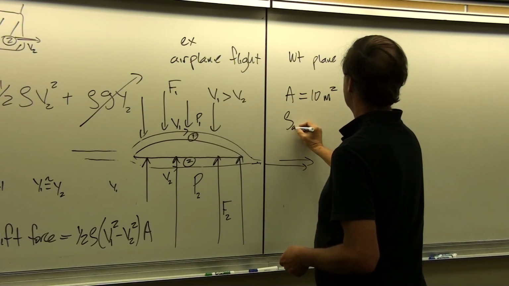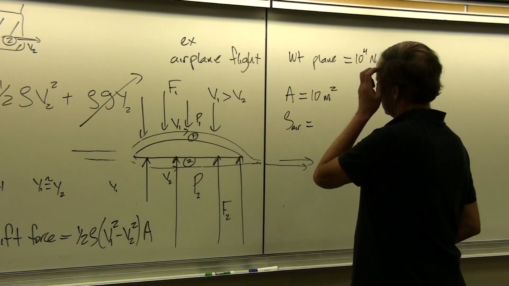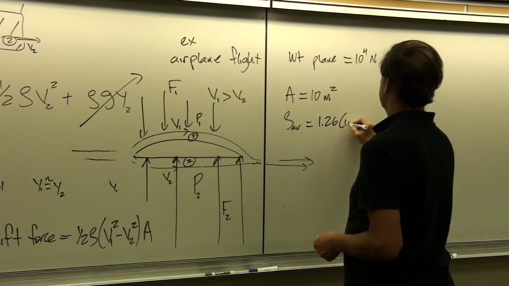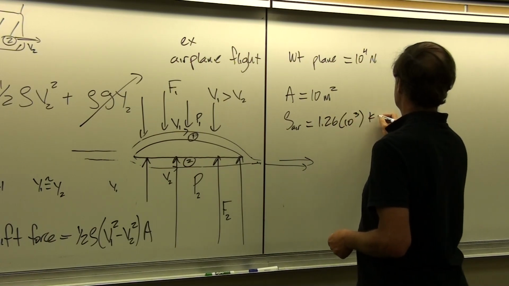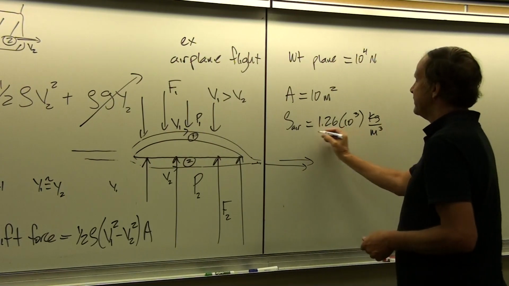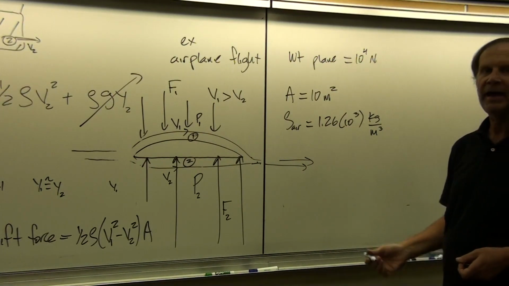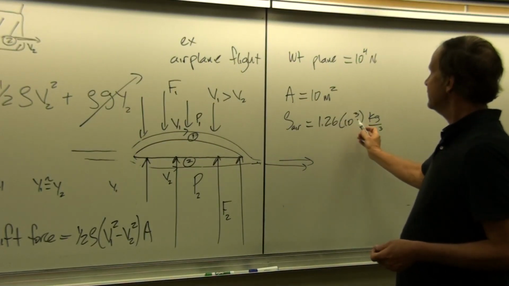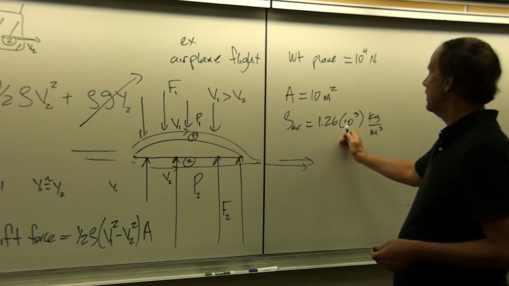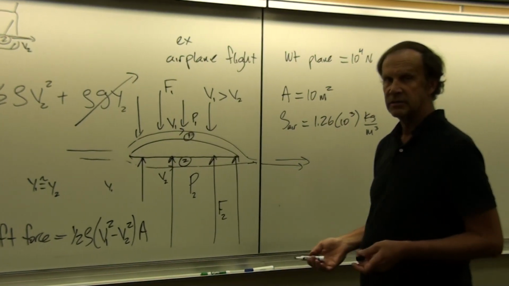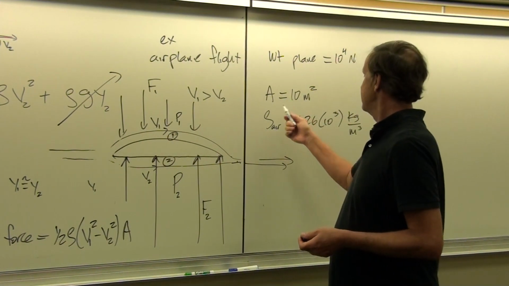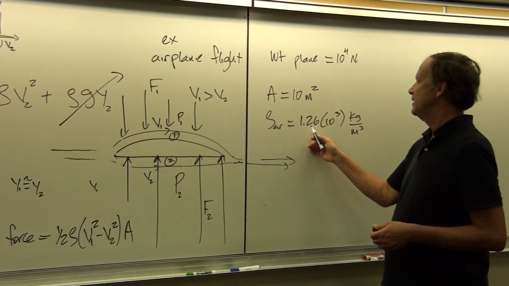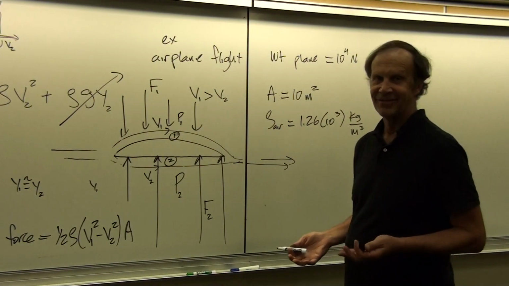The density of air is equal to 1.26 times 10 to the 3 kilograms per meter cubed. Now the density of air will depend on how high up in the atmosphere you are. But we notice here how much smaller this is than the density of water. Density of water is 1,000 kilograms per cubic meter. Density of air is just maybe 1.2 thousandths of that.